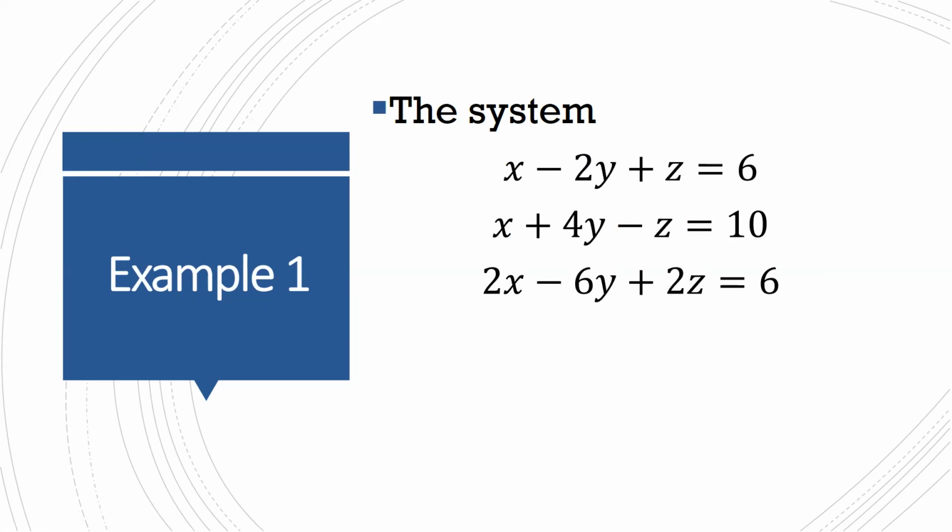Here we have a system of three equations and three variables. Our variables obviously are x, y, and z. The first equation is x minus 2y plus z equals 6. The second equation is x plus 4y minus z equals 10. And the third equation is 2x minus 6y plus 2z equals 6.